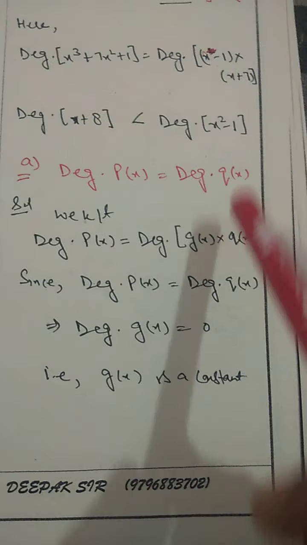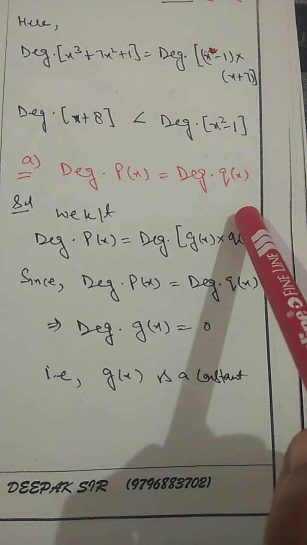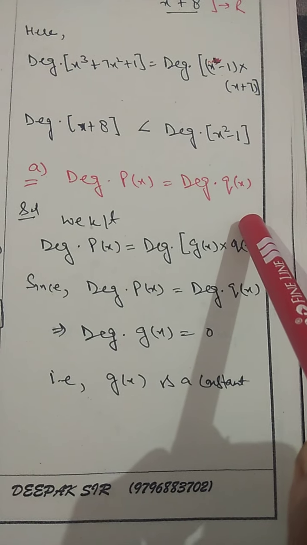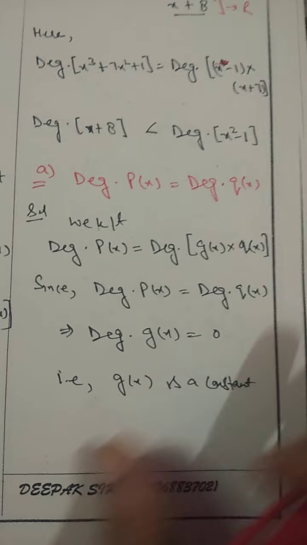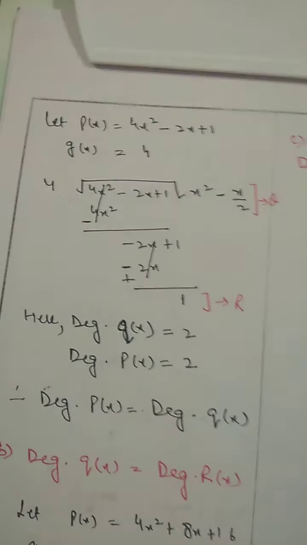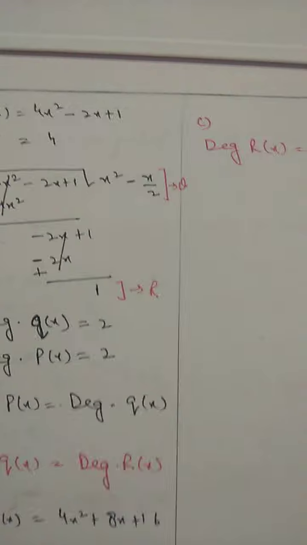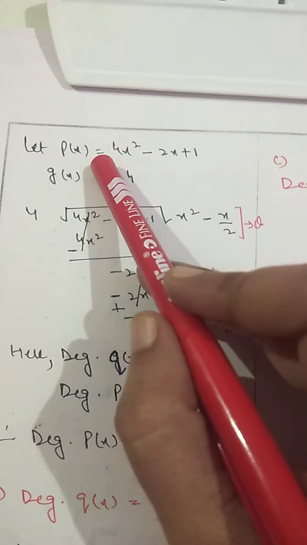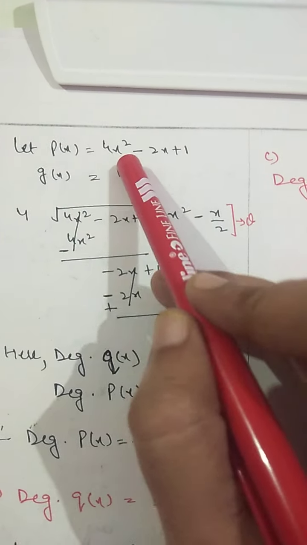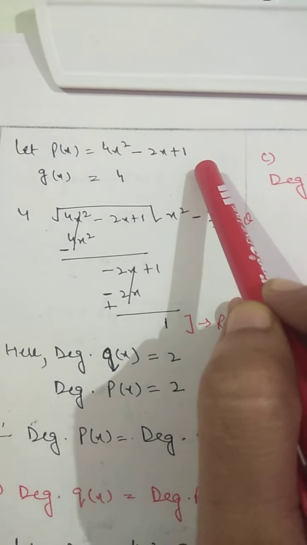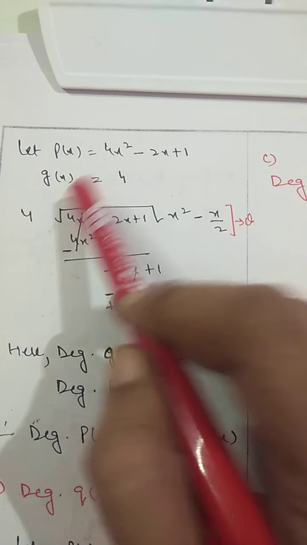So it means for this part we have to take a divisor which is a constant value. I have taken another example for your convenience. I have taken the polynomial as 4x square minus 2x plus 1 and the divisor g of x is 4.